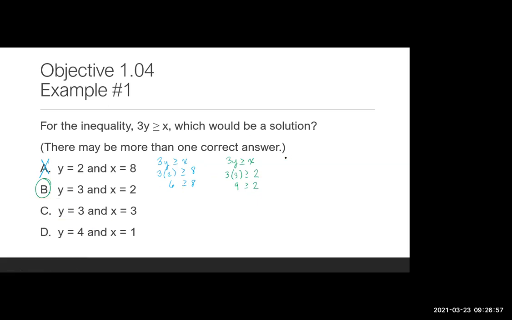Okay, let's do C. I've got 3y is greater than or equal to x. So I'm going to put in 3 for y. 3 times 3 is greater than or equal to 3. 3 times 3 is 9. 9 is greater than or equal to 3, so this is true as well. All right, let's do D, where y is 4 and x is 1. So we'll do 3 times 4 is greater than or equal to 1. So 3 times 4 is 12. That's true as well, so it works. So I've actually got 3 here that work, because remember, when we have an inequality, we have a bunch of answers that could work. When we have an equation, many times we have 1, maybe 2 that could work, depending on the equation.